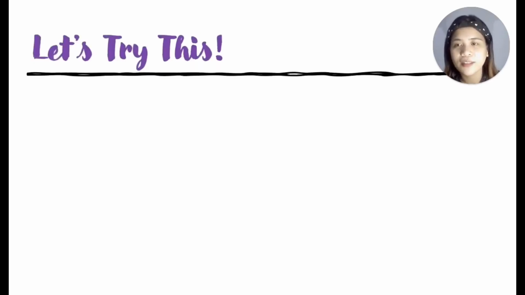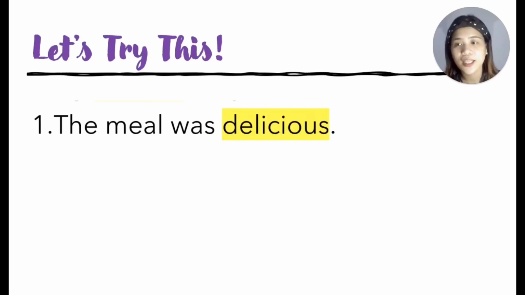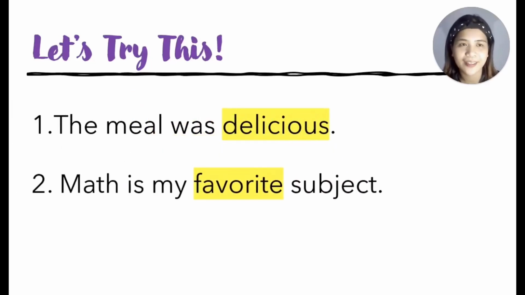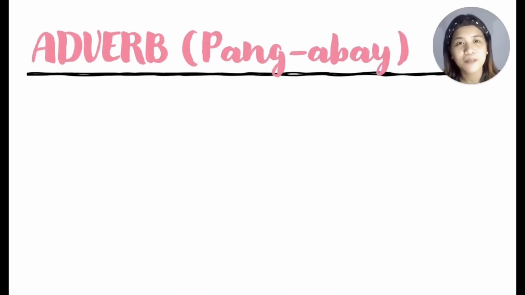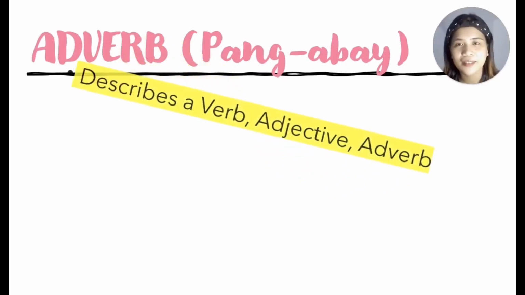Answers: number 1, delicious, and number 2, favorite. Number 5, we have adverb or pang-abay.